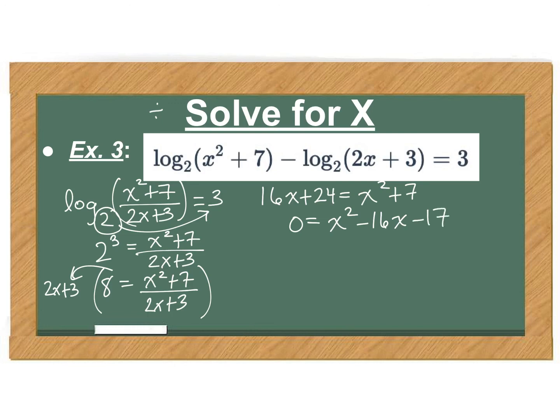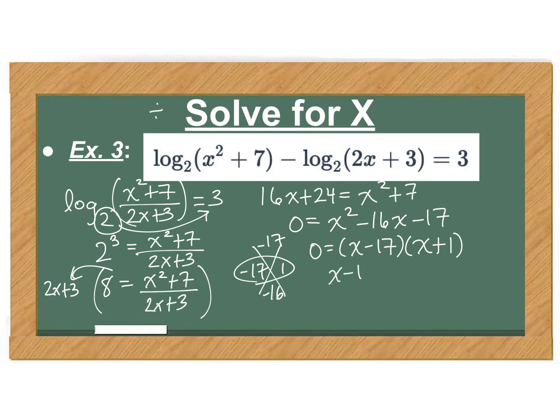Take a look at what we have. It's a quadratic. Now a is 1, so it's a little bit easier for our factoring. I'm going to do what multiplies to negative 17 and adds to negative 16. And that's going to be negative 17 and a positive 1. I don't have to go to the grouping. I can go right to parentheses with this. So this becomes x minus 17, x plus 1.